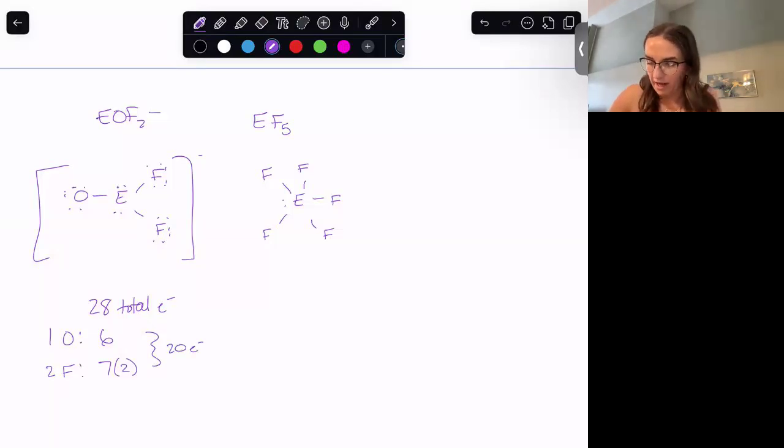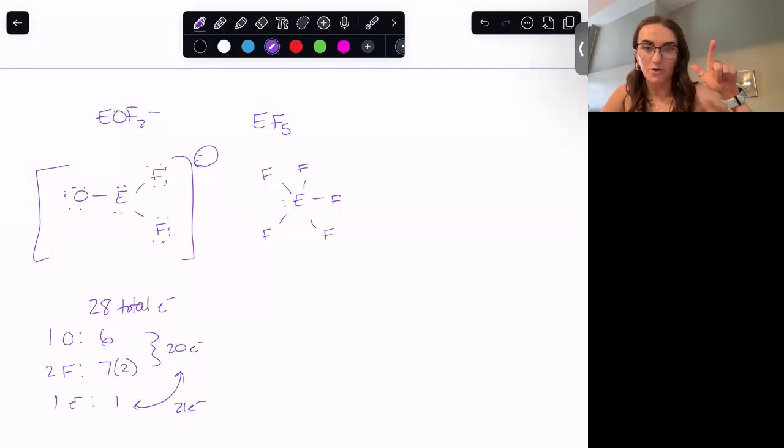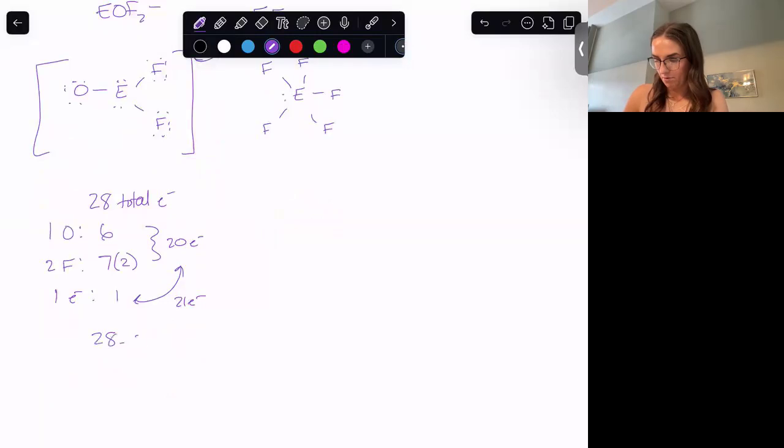And then we also know that we have a minus for our atom or for our element. So what do we need to add? 1 additional electron. So that's going to be 1. So 20 and 1 is going to be 21 electrons used up from the oxygens, the fluorines, and that extra electron, which means that we have 7 electrons remaining. Yep, so we want something that has 7 electrons.